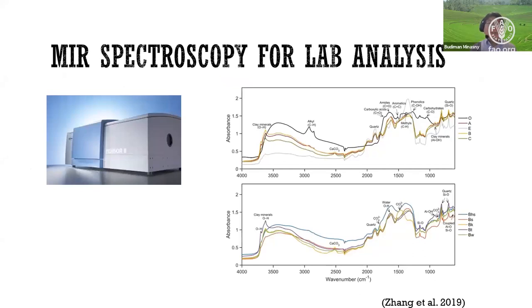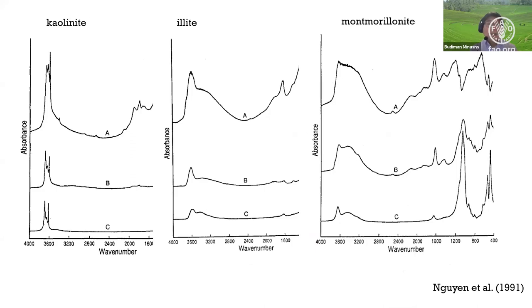That's why we're saying that mid-infrared spectroscopy is suitable for lab analysis. If you take your samples back to the lab, grind and homogenize them, and then use the mid-infrared spectrometer, you will get good results, which I will share with you later on, right? This is just an example of a mid-infrared spectrum, where it's very clear that if you look at this peak here around 3700, it is quite prominent for kaolinite, where you get this peak as a triplet.